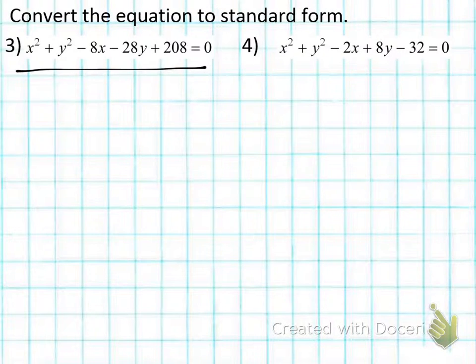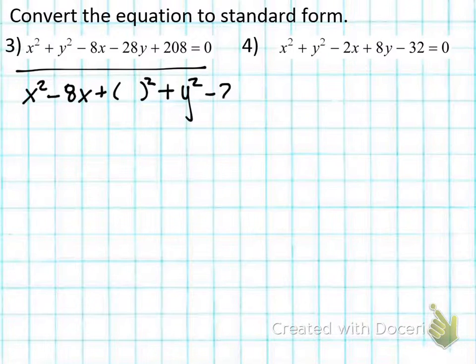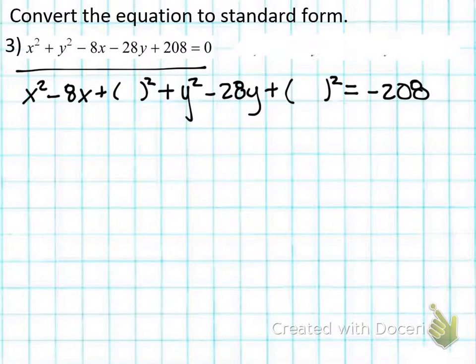Okay, so I saw that we all had this rewritten. We had the x squared minus 8x plus whatever we need to add to complete the square. And then you guys had your plus y squared minus 28y equals, leaving a blank here as well. And that's going to equal negative 208. So I think most of us had this written out. Some people took it a step farther. So what number goes in my first set of parentheses right here?